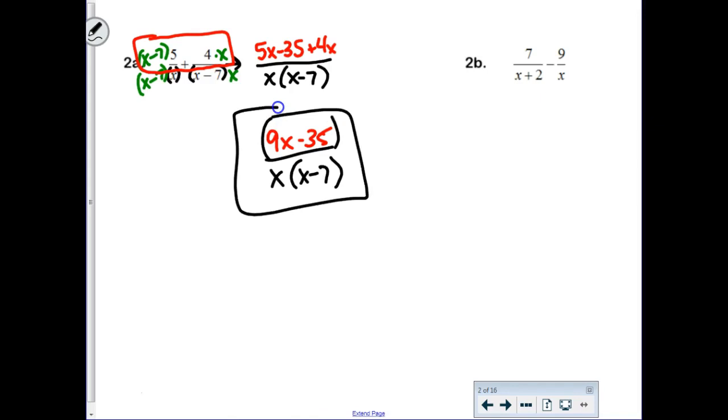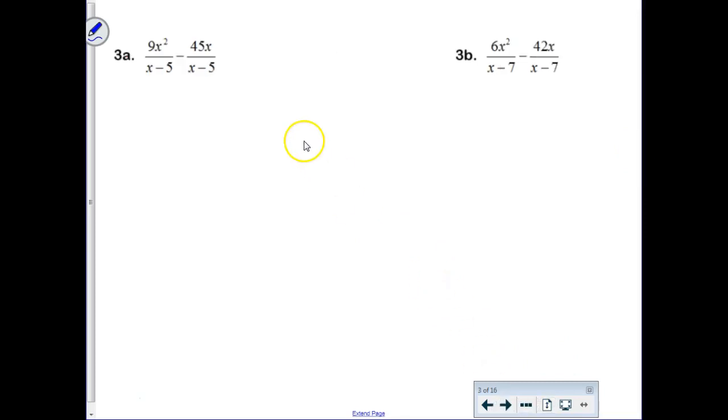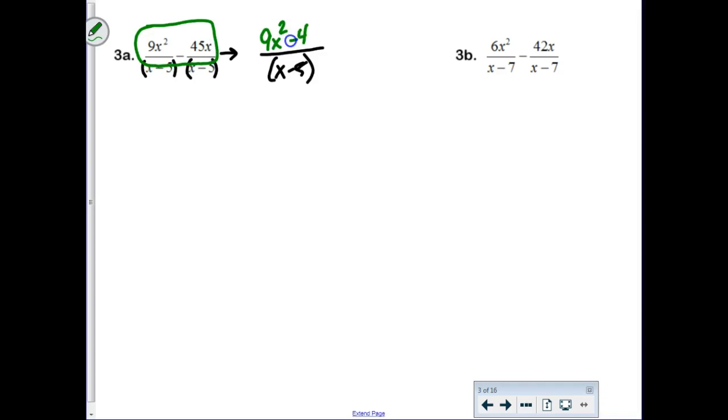Now the next one is the one where I think some of you had a little concept miss that you weren't expecting to get wrong. Looks so unassuming, right? I'm looking at this question going, oh, it already has common denominators. How wonderful. Must be so easy. So your common denominator is that x minus 5. Keep it. And then we look at our numerators and we're like, well, that's great. There's nothing to do. 9x squared minus 45x.